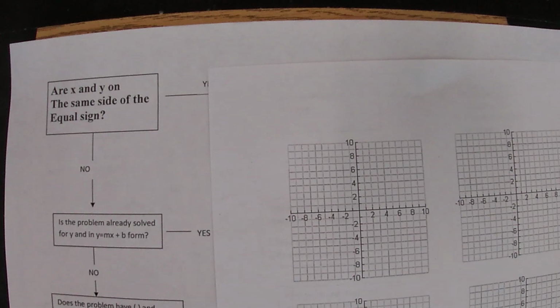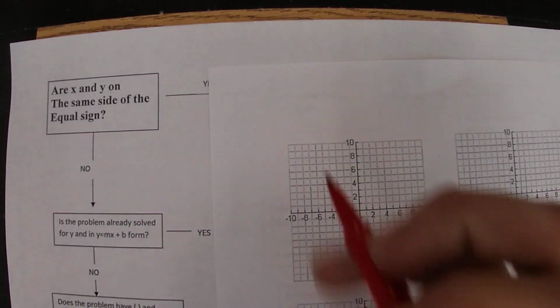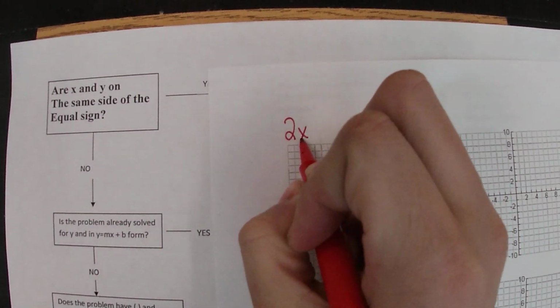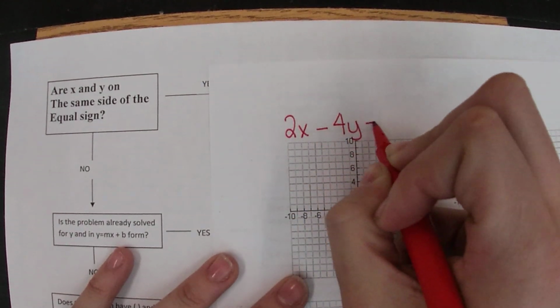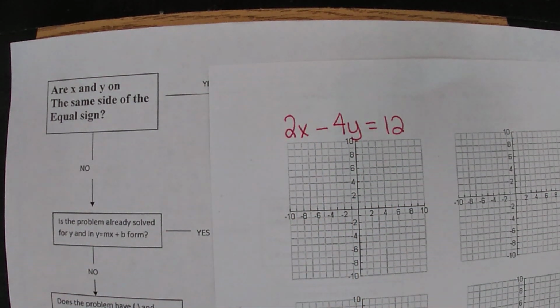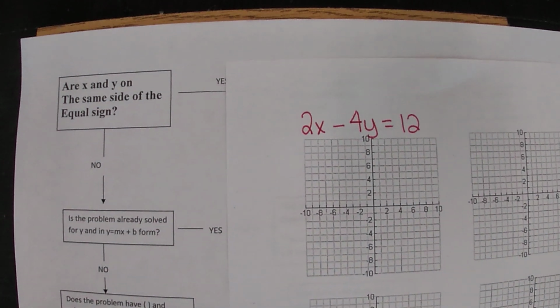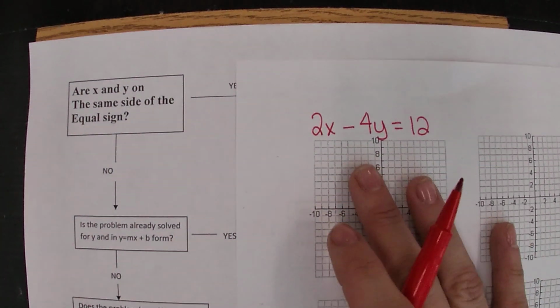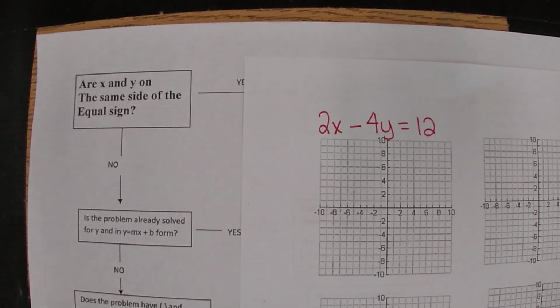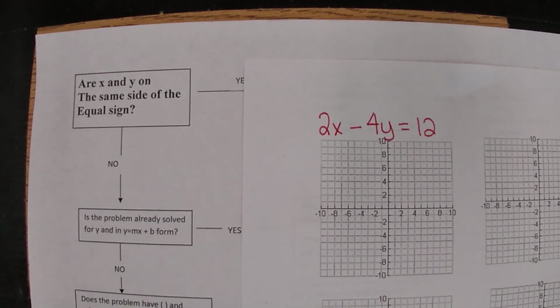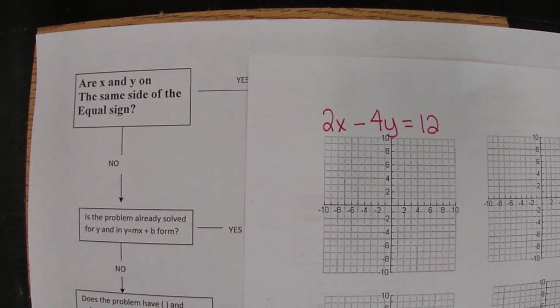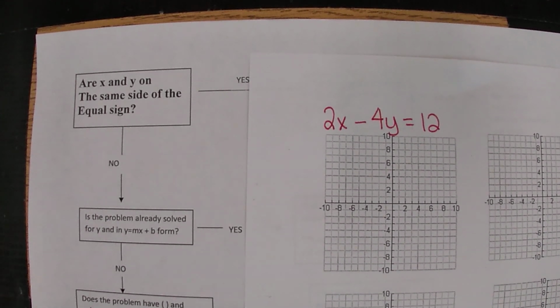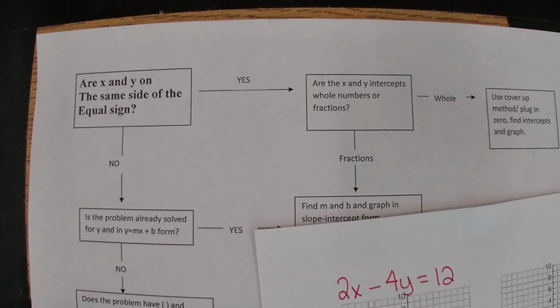Let's say I were to give you the equation 2x minus 4y equals 12. Now, some of us might look at this and know right away what form it's in. We've done enough of them. You just recognize it. You don't have to think a whole lot about it. If that's the case, great. Go ahead and graph that. If not, you can follow this flow chart.